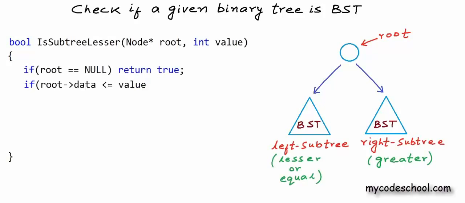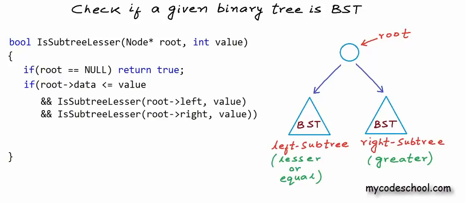Else we need to check if the data in root is less than or equal to the given value. And we also need to recursively check if left and right subtrees of the current root have lesser values or not. So I'm adding two more conditions here. I'm making two recursive calls, one for the left subtree and another for the right subtree. If all these three conditions are true, then we are good, else we can return false. The isSubtreeGreater function will be very similar.